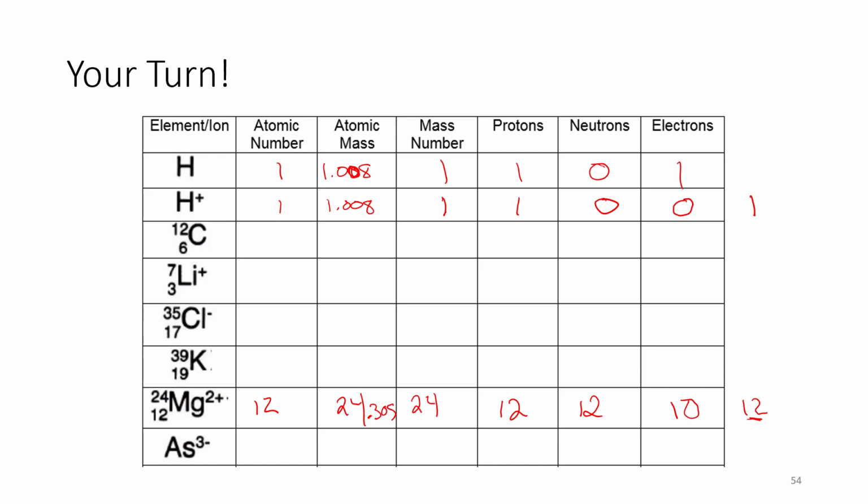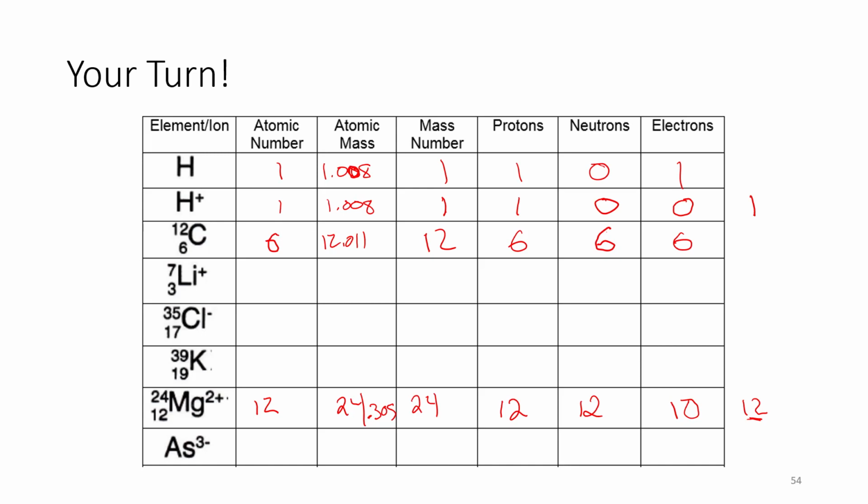The next one's carbon. Carbon has an atomic number of 6, an atomic mass of 12.011. Mass number is 12. There are 6 protons. To get neutrons, you take mass number minus atomic number, so we get 6 neutrons, and it doesn't have a charge, so the number of protons has to equal the number of electrons, 6.